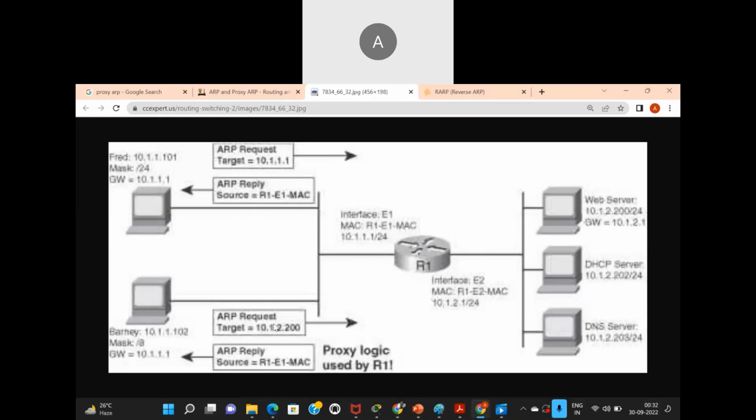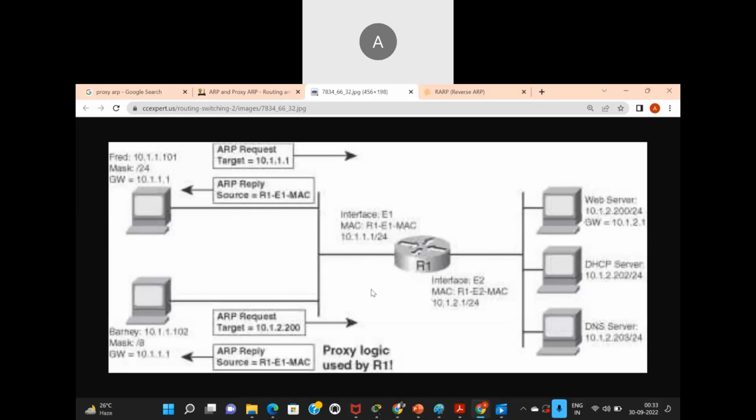So he changes the source MAC address, and he puts his MAC address and his IP address for this side, and sends out an ARP request. The web server replies with its MAC address. It comes to the router, and then the router again forwards this packet to this PC.